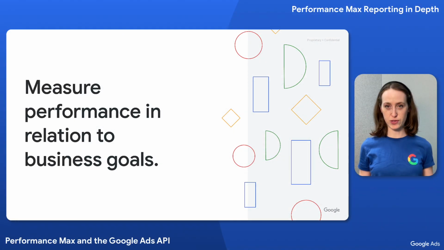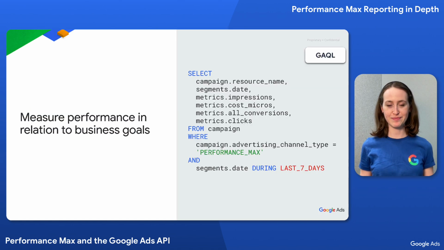Moving on to our second use case, measuring performance in relation to business goals. This is where we'll start to see some examples of the PMax reporting paradigm shift in practice. You can use the campaign report similar to how you might use it for other campaign types. Plus, we have some new approaches for PMax specifically. A high-level campaign performance report might look like this, where we look at a selection of campaign metrics, segmented by date over the last 7 days.